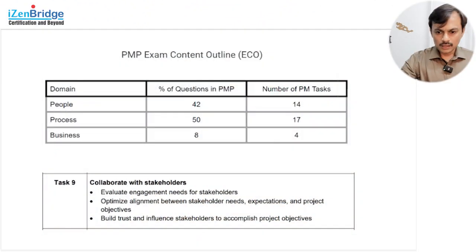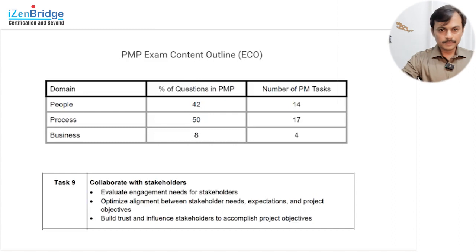Last session, we spoke about conflict, managing conflict, one of the important tasks of a project manager when we look at the people domain. So these 5 sessions are done, and today we are talking about the stakeholder, collaborating with the stakeholders.